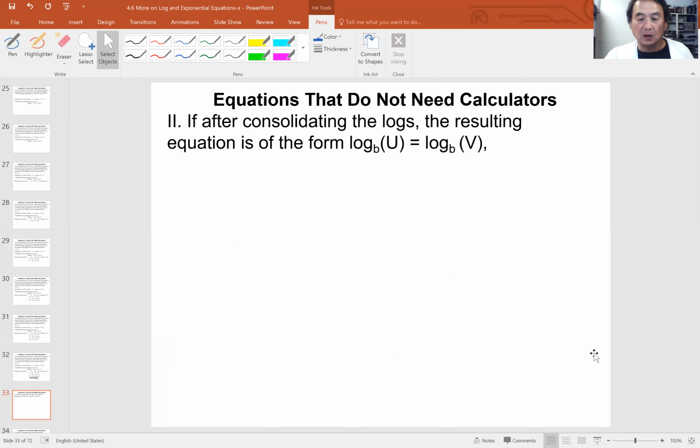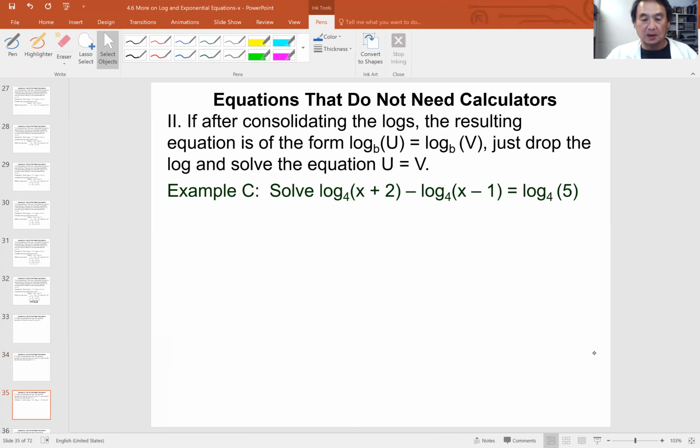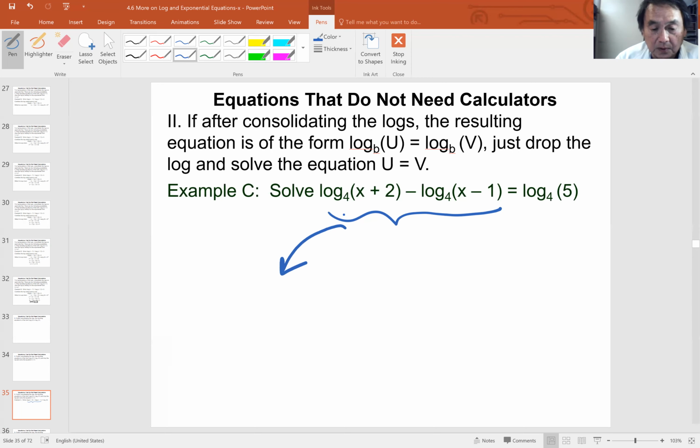Another type is when we collect and simplify all the logs together, and we wind up with a situation where we have a log of something equal to a log of something, like the ones we began with at the very beginning. Dropping the log is a one-to-one formula. So we consolidate these. Right now there are 3 logs, and this rule does not mean you can just drop the log over here.